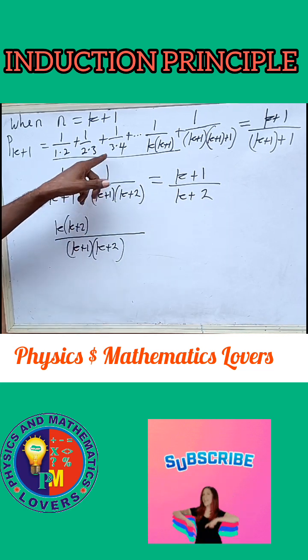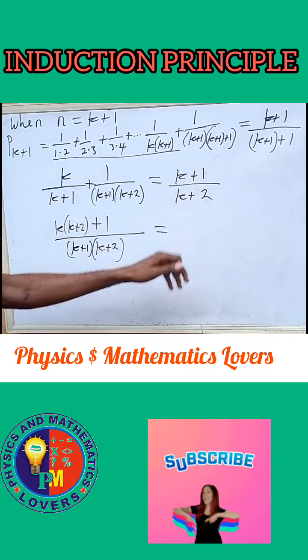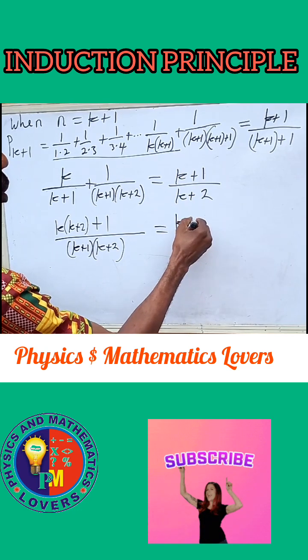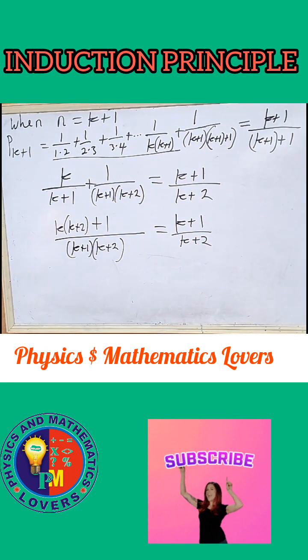This one cancels out 1. 1 times 1 is what? 1. We have a plus 1. Then equal to what? Bring your right hand side. Bring it down. Don't touch there. Plus 1 all over K plus 2.